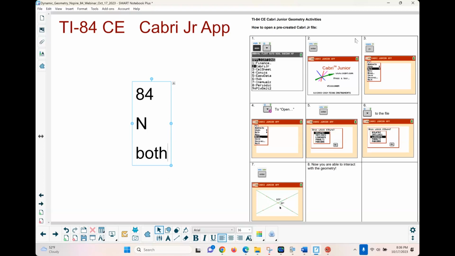All right, so we're going to start off with the TI-84 CE Cabri Junior app, okay? And I'm going to show you a lot of pre-created activities that you have access to. And not only that, you have step-by-step on how to do it.